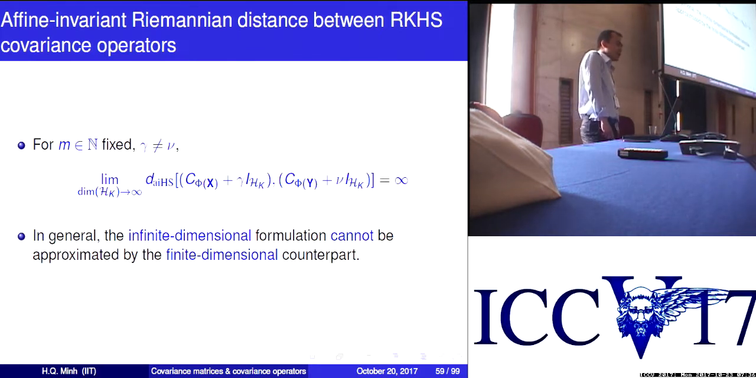So to summarize, in the finite dimensional case for the affine invariant metric, we can do essentially the same. We have the same formulas, the same geodesic, the same exponential map, the same distance, except for two things: we have the regularization A plus gamma I, and we have the extended Hilbert-Schmidt norm. Otherwise, everything else is the same. It's the same for the Log-Euclidean metric. We can do it in the same way.